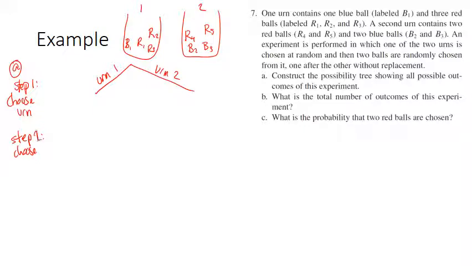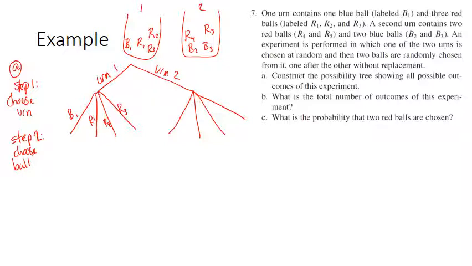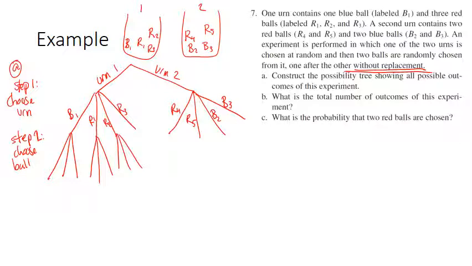Step 2 is going to be choose a ball. So I'm going to have 4 choices from each of these. So this is going to be B1, R1, R2, and R3. And then over here I've got R4, R5, B2, and B3. And then for my last step, the balls are chosen without replacement. So that means I only have 3 balls left to choose from at this point for each of these. So this is going to be 1, 2, 3, 1, 2, 3, 1, 2, 3, 1, 2.